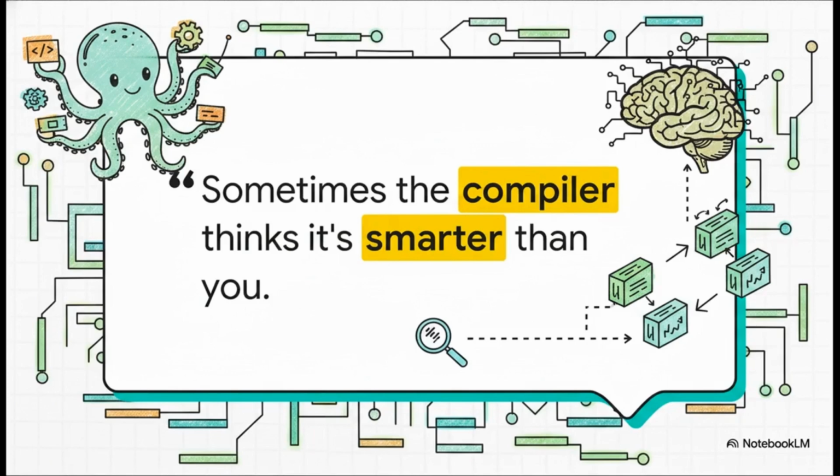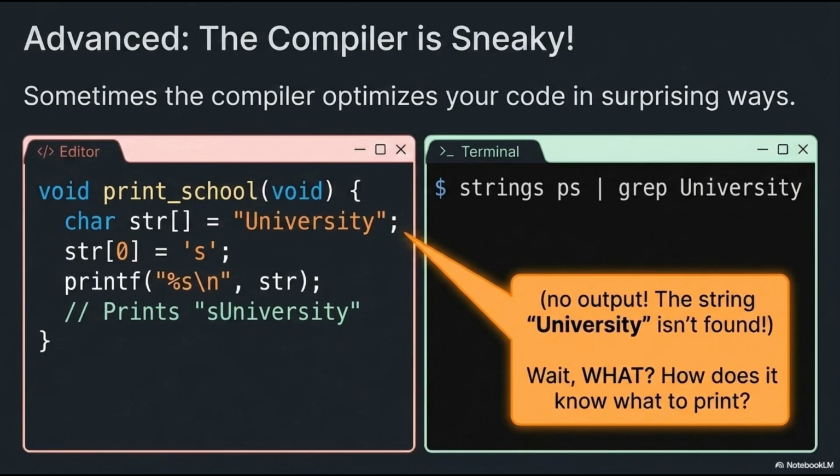All right, just when you think you have C memory management totally figured out, we get a major plot twist. You really have to remember that your C compiler is an incredibly clever piece of software. It doesn't just blindly translate your code. Sometimes it actively optimizes it in ways that completely hide the evidence from you. Take a look at this scenario. We can write an array version that works perfectly, replacing U with S.